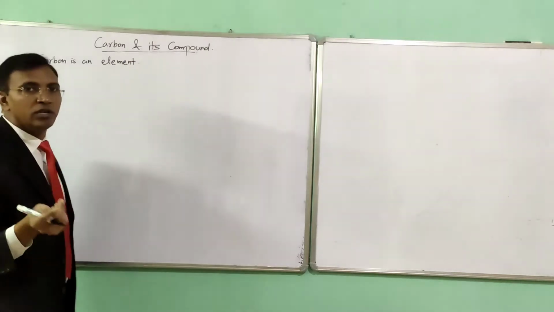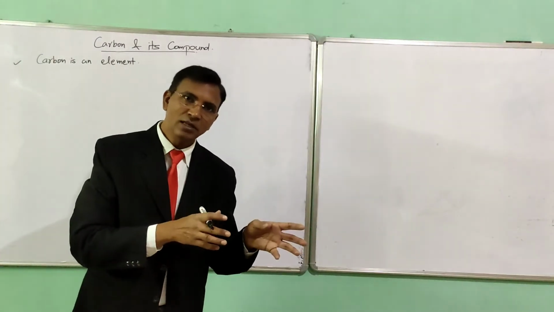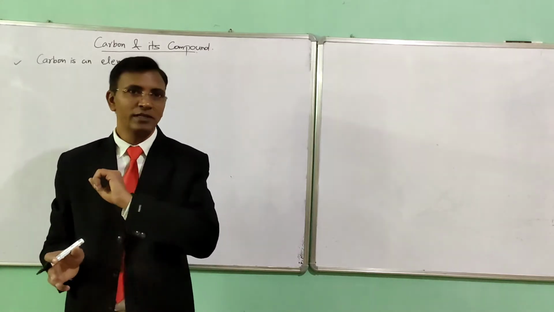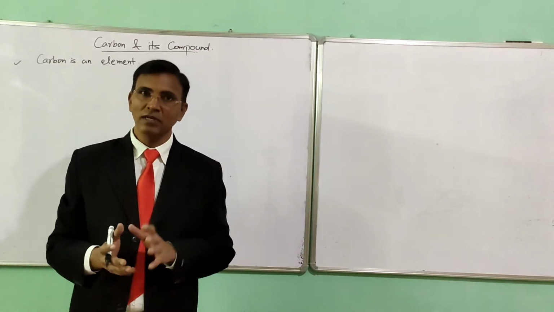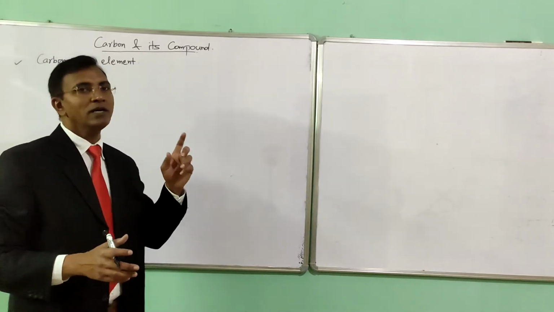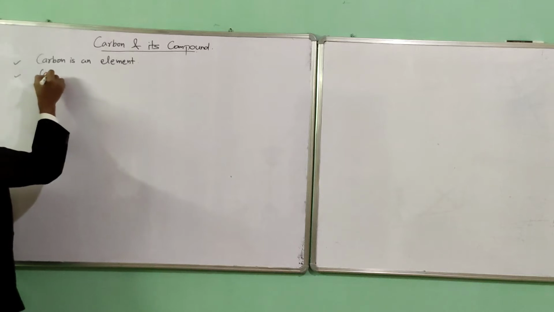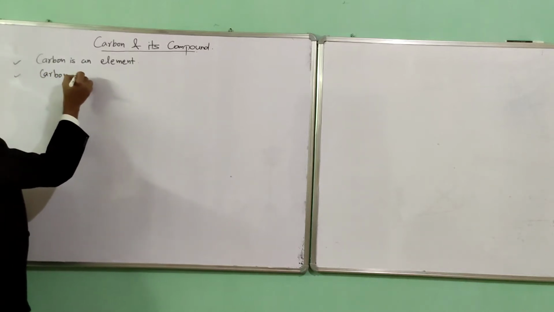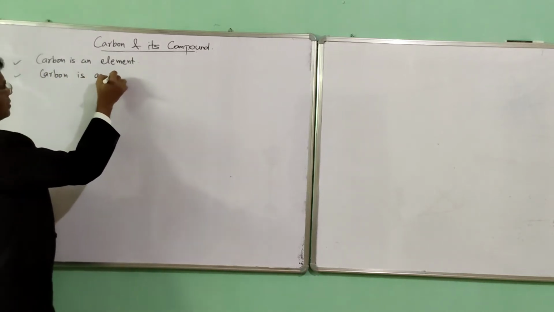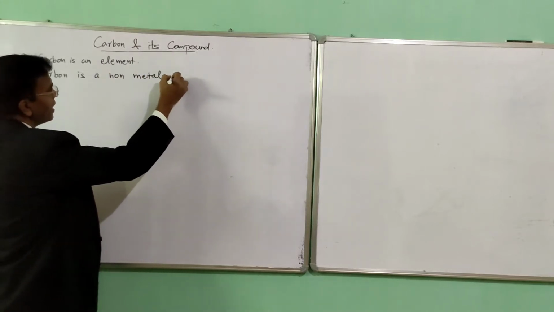It is a non-metal. Three types of elements are there: metals, non-metals and metalloids. In the periodic table we have studied this. So carbon is a non-metal element.